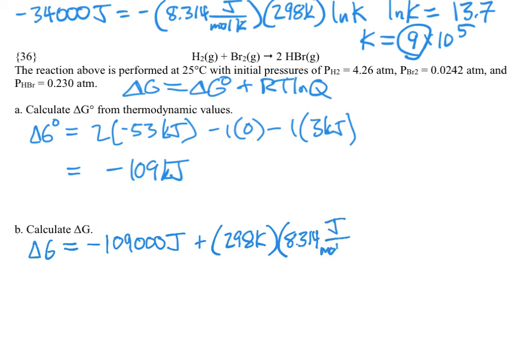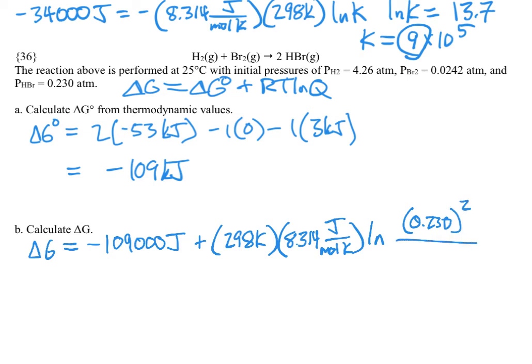And this is why I changed my delta G0 from kilojoules to joules. And then this is going to be multiplied by the natural log of the reaction quotient. So again, products over reactants, and we have to make sure that we raise to the power of any balancing coefficient. So for example, the pressure we're going to be using for the HBr is 0.230 atm. So I'm going to take 0.230 atm, and I'm going to square that.